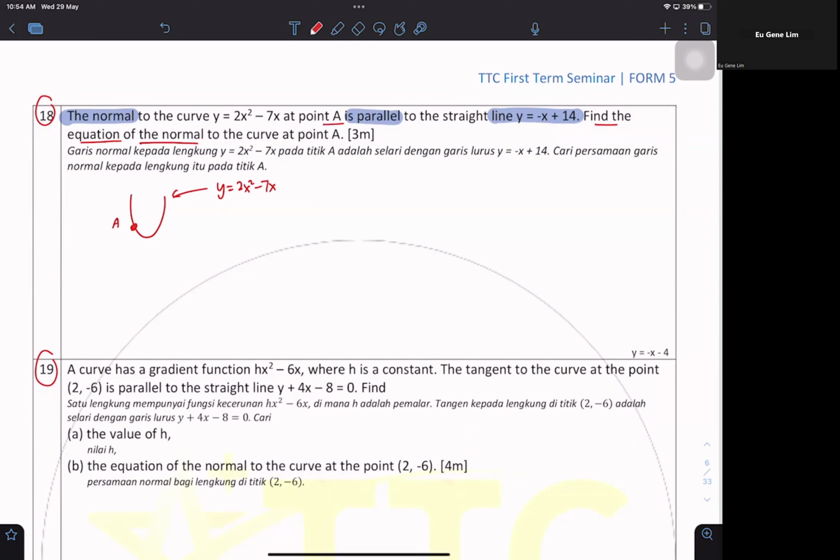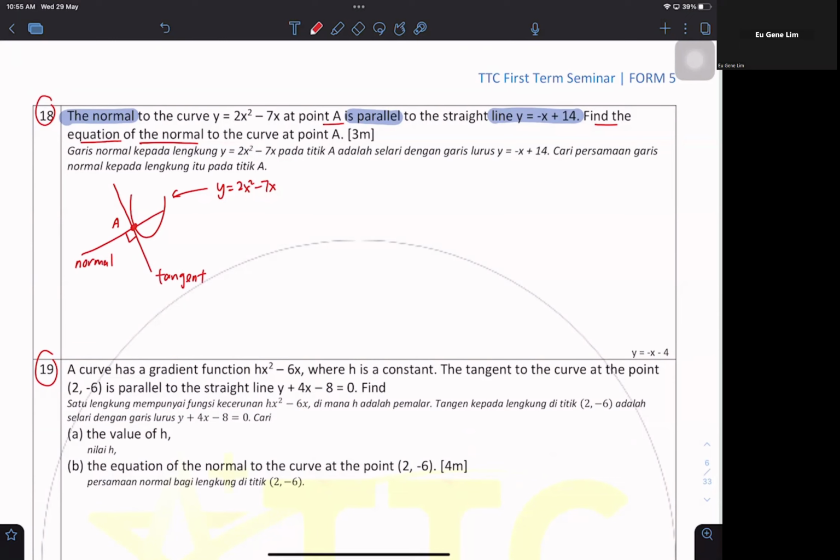Then you draw a tangent. Draw tangent first. Always draw tangent first. So there's a line that goes through that point. The line that touches only one point is called tangent. Then there's another line called normal. It is 90 degrees with the tangent.